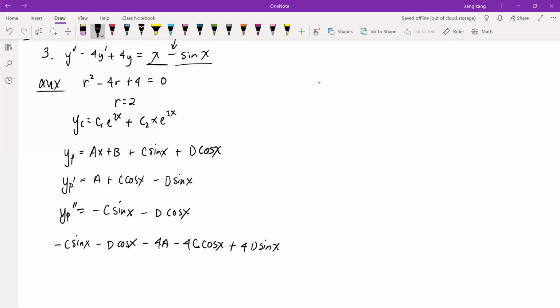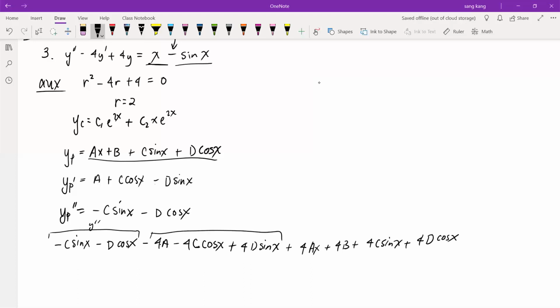Okay, and then plus 4 times y, which is this guy here. So 4ax plus 4b plus 4c sine x plus 4d cosine x. All right, so this was y double prime. This is minus 4 times y prime, and this is 4 times y. And this equals our x minus sine x.